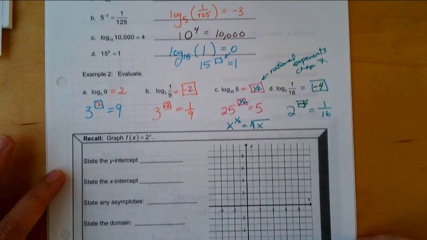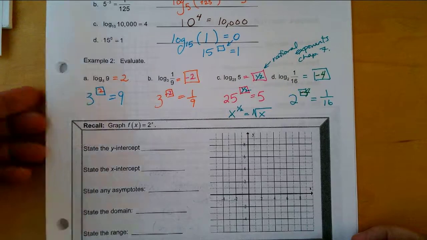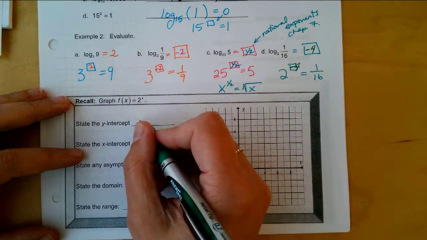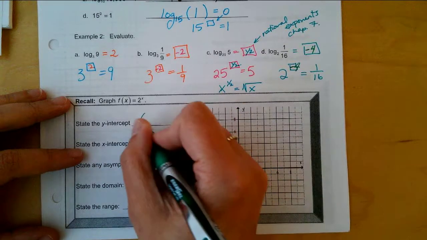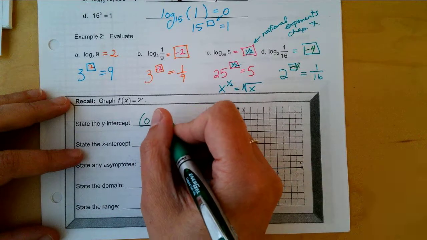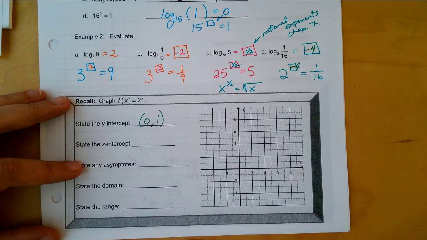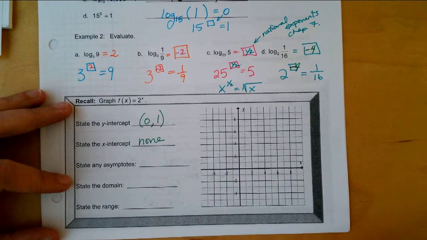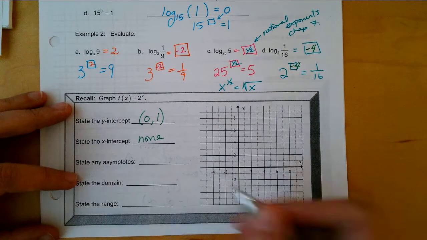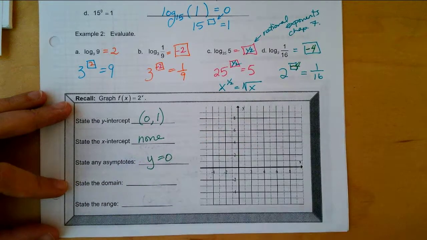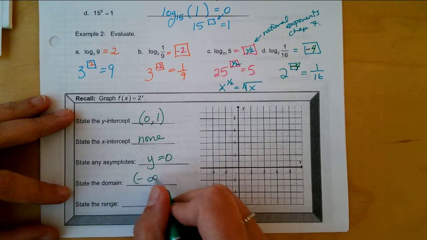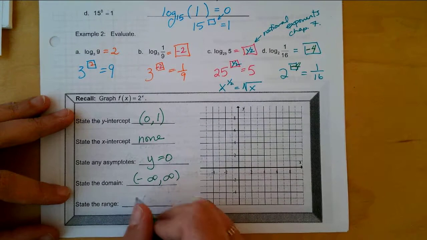Okay, from the last section, we graphed 2 to the x. So the y-intercept, does anybody remember what the y-intercept was? When x equals 0, what would y equal? 1. Good. What was the x-intercept of 2 to the x? Yeah, there was none. Was there any asymptotes? Y equals 0. What was the domain of this exponential function? Yes. And what was the range?